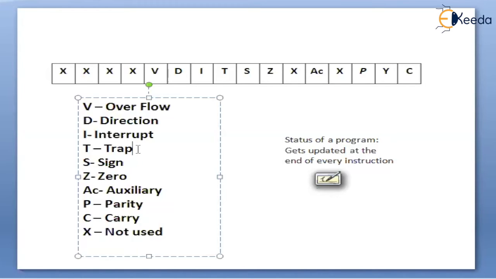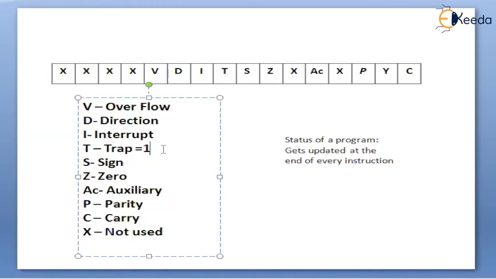Then the trap flag will be equal to 1. That is, whenever an instruction is getting executed and that instruction has a serious error which cannot be executed by the CPU, then the trap flag will be set to 1. Then the CPU is going to terminate this program after this instruction.